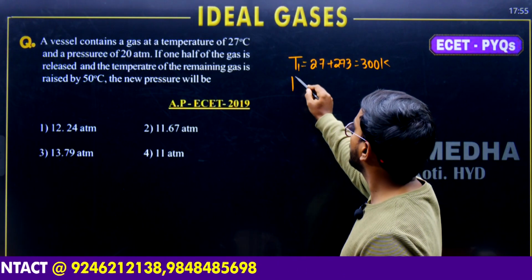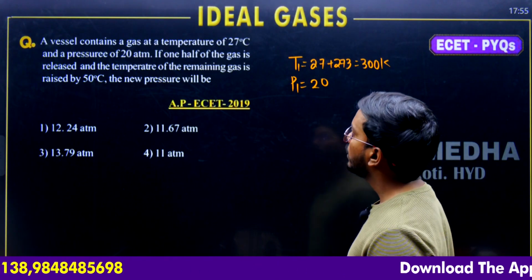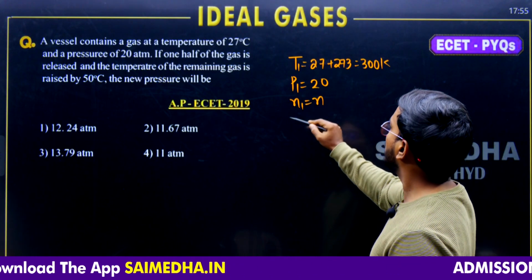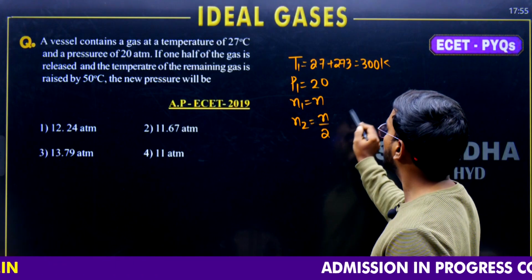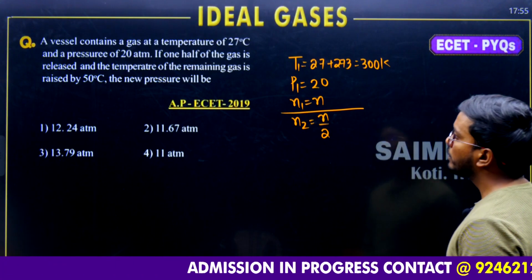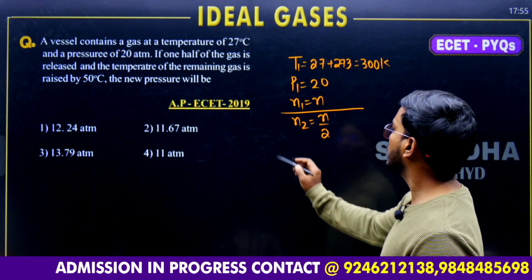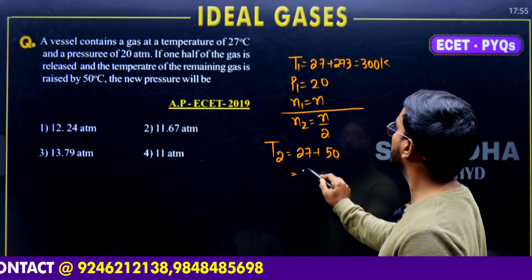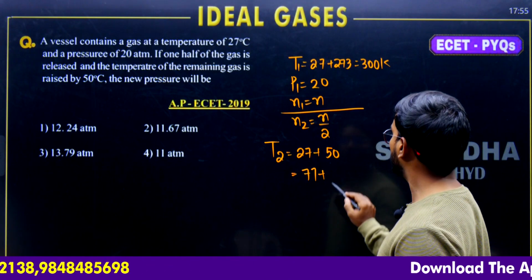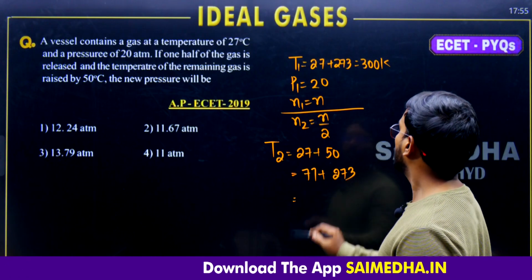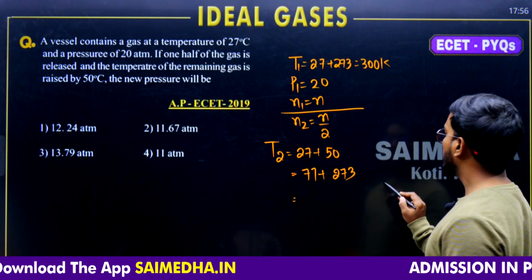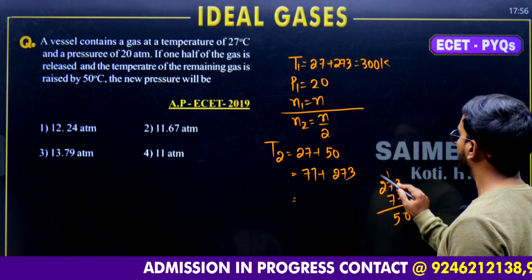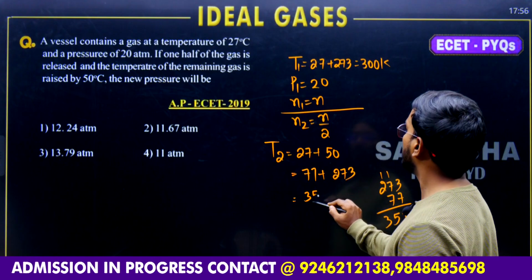Pressure is 20 atmosphere. If one half of the gas is released, let's say N1 is equal to N, N2 is equal to N by 2, the number of moles becomes half. The temperature of the remaining gas is raised by 50 degrees Celsius, so T2 is equal to 27 plus 50, that is 77, and 77 plus 273 is 350. So the final temperature is 350 Kelvin.